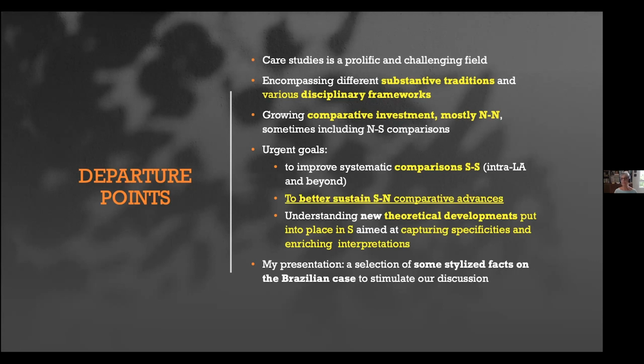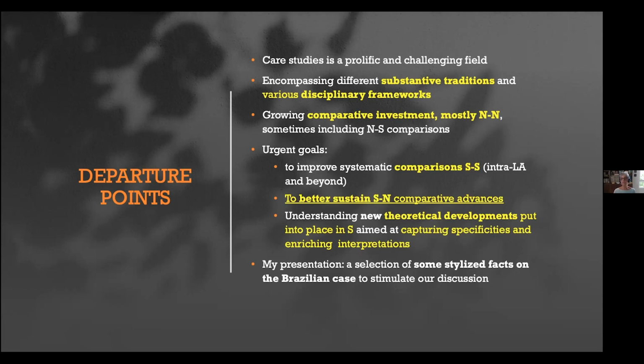It's true that care studies has been a prolific and challenging field, and that it encompasses substantive traditions and various disciplinary frameworks. This makes this domain really interesting, and the previous presentation is a challenge on these frontiers of exploring frameworks. My point is that although we have a growing comparative investment in care studies, they have been mostly north-north studies, sometimes including north-south comparisons. So in my view, we have some urgent goals in order to capture tendencies and improve analytical goals.